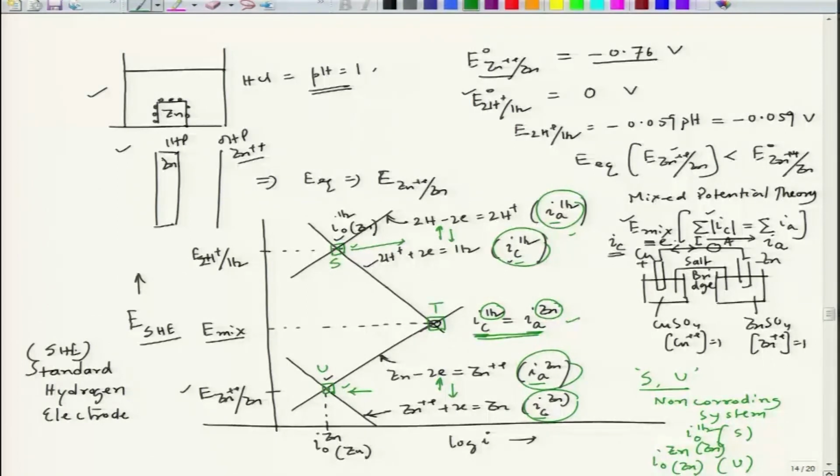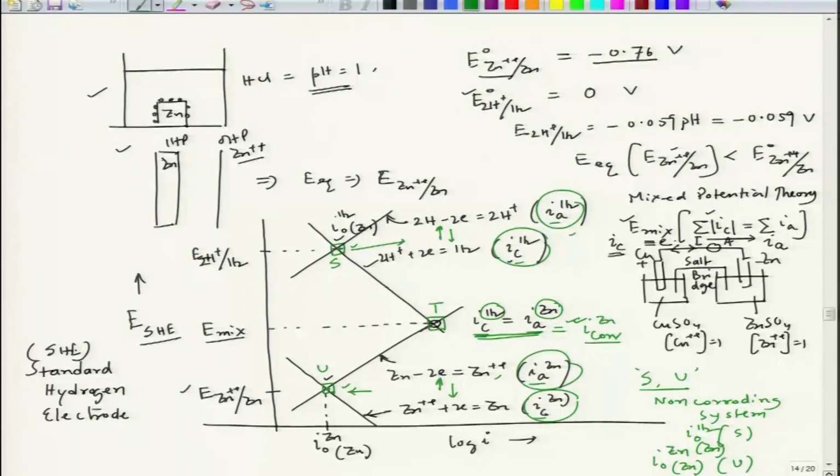Now, coming to further, just to add to this particular thing. Here I can say this is nothing but I core of zinc. Why? This IA is nothing but the dissolution of zinc in the form of zinc ion. So, that becomes the corrosion current density of zinc in HCl of pH 1.